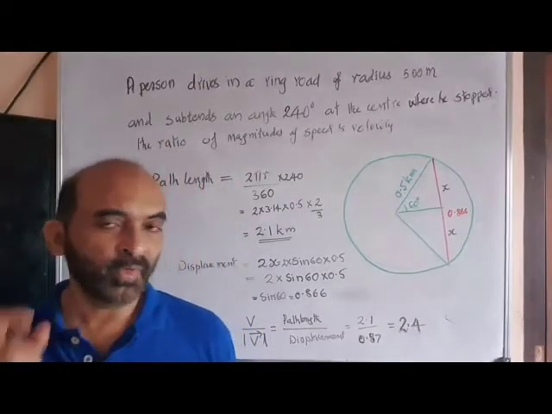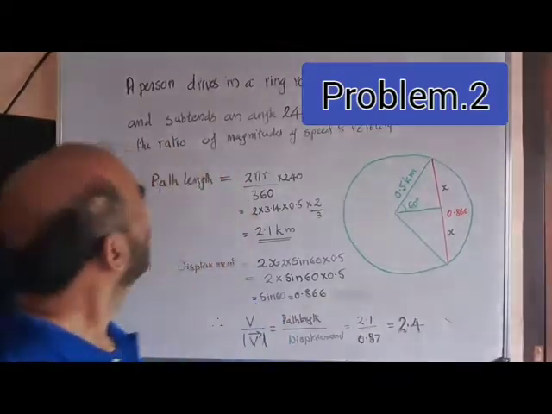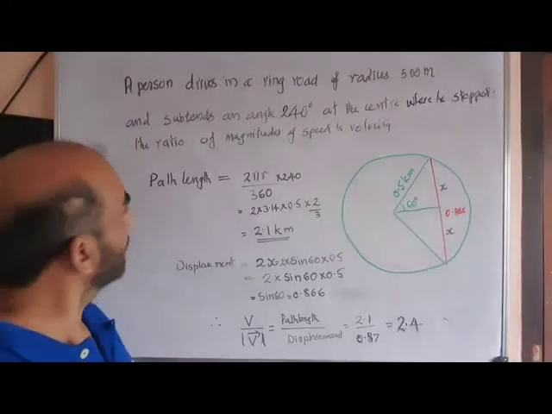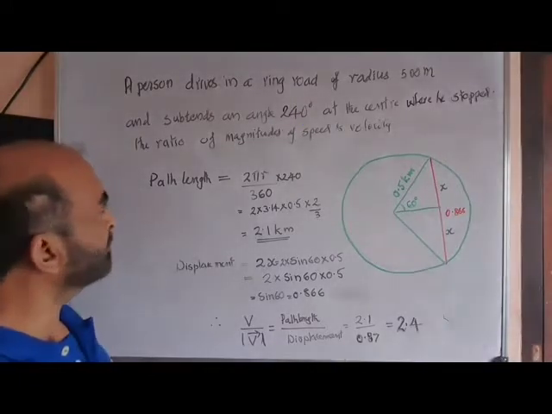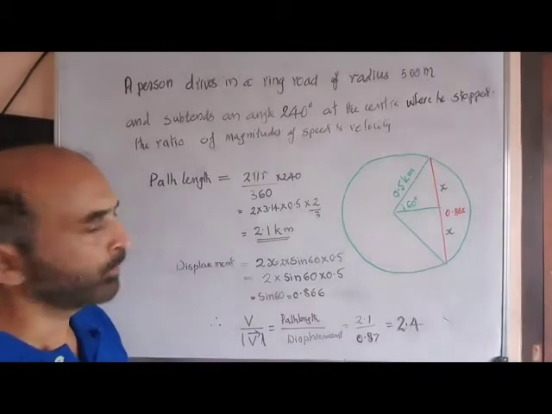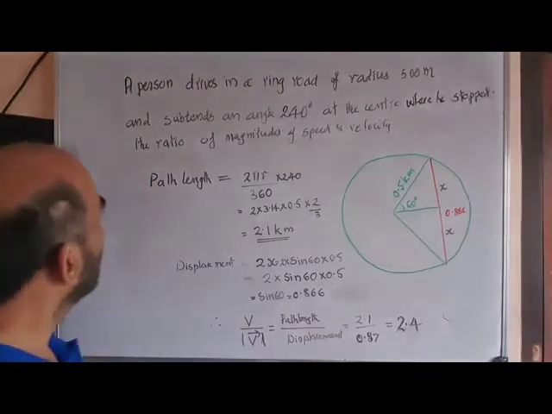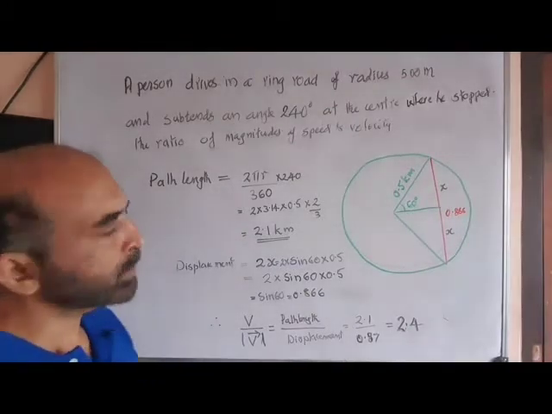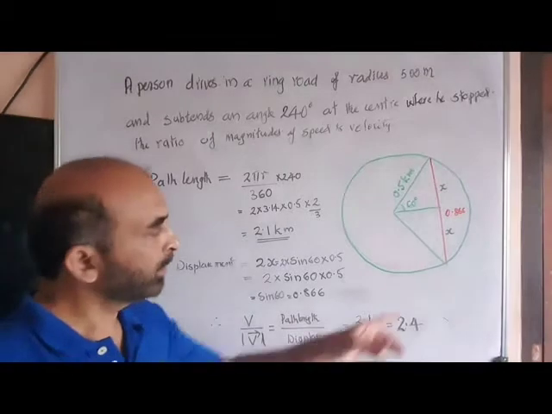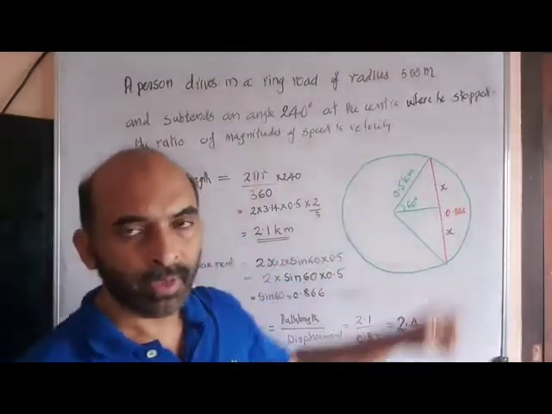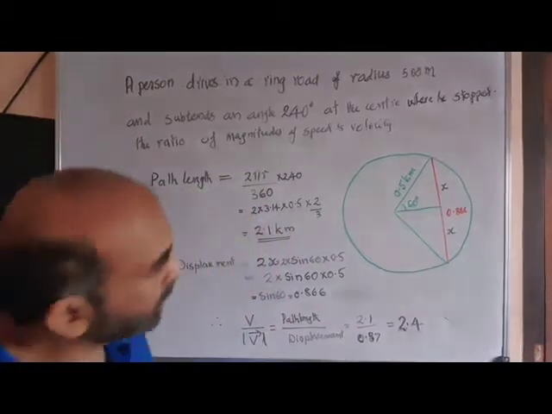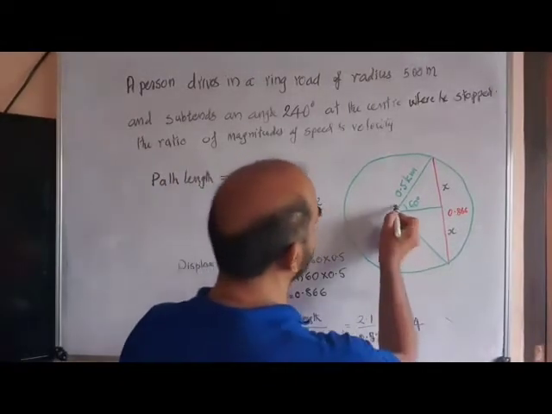Okay, our next problem. A person drives in a ring road of radius 500 meter and subtends an angle 240 degree at the center where he stopped. The ratio of magnitudes of speed to velocity. Okay, a ring road. And he covers an angle 240 degree at the center.